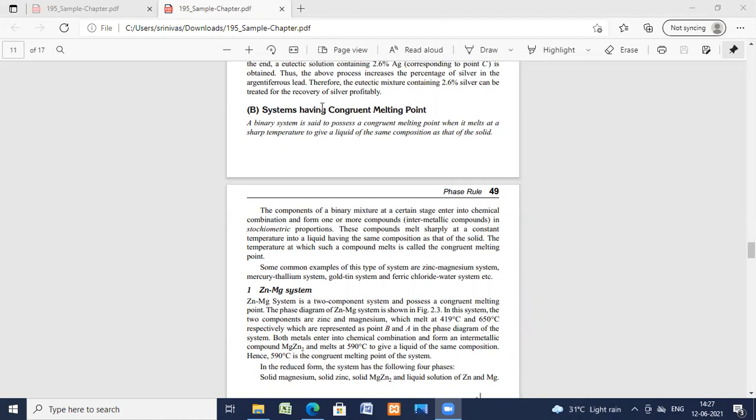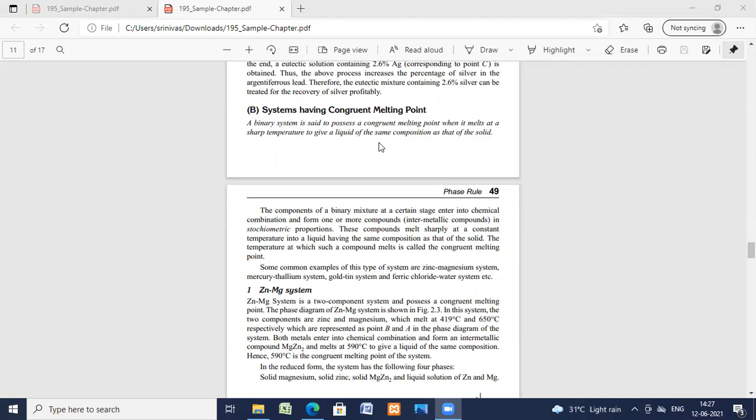Now, the systems that are having congruent melting points. The phase rule is to study the behavior of the heterogeneous systems. Phase rule was proposed by William Gibbs in 1874. Phase rule helps in studying the heterogeneous equilibrium systems with two or more phases that are in equilibrium. Phase is denoted by P.